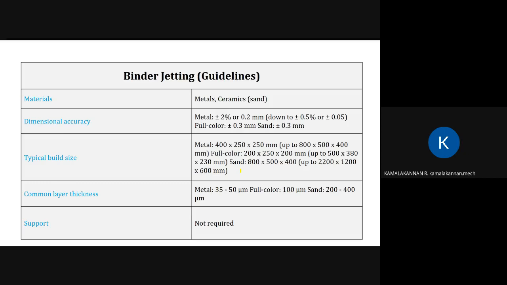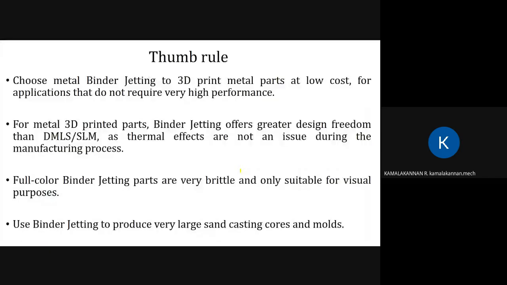And also we are using binders so that it will bind together well in the first time of its process itself. Thumb rule: choose metal binder jetting to 3D print metal parts at low cost for applications that do not require very high performance. Yes, as I told you, you cannot go for high-end applications because it will have some porosities. Only for ordinary and middle level applications you can use. Okay, guys.